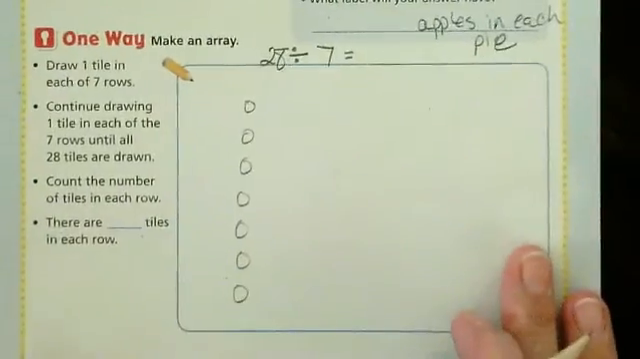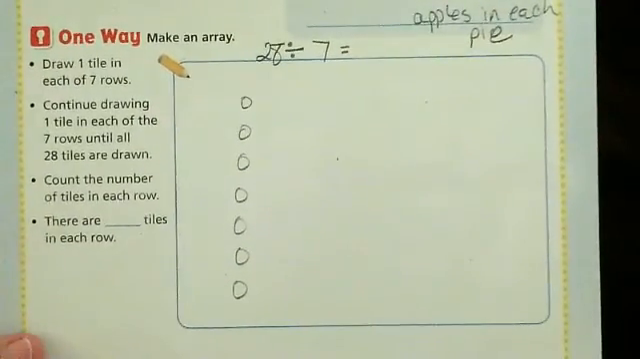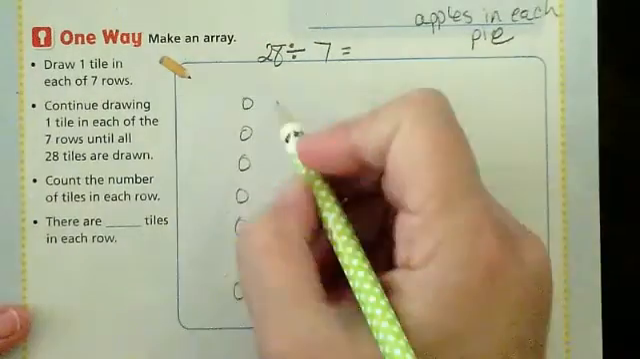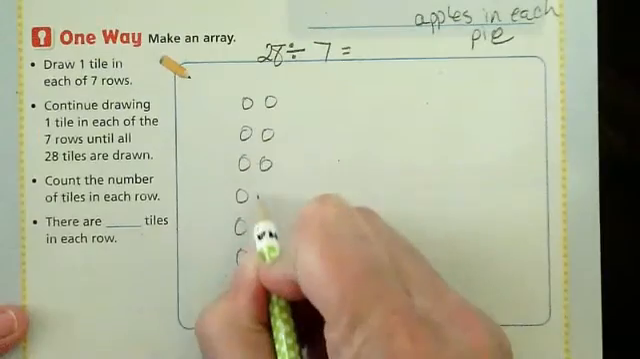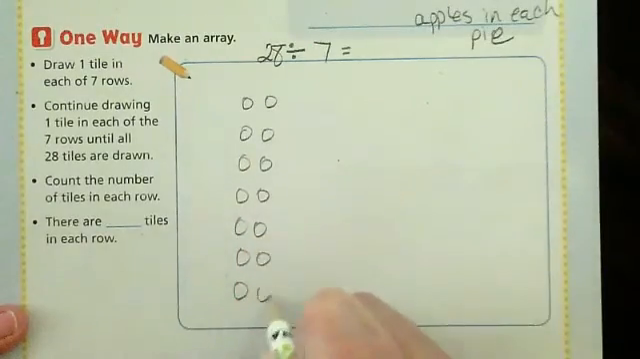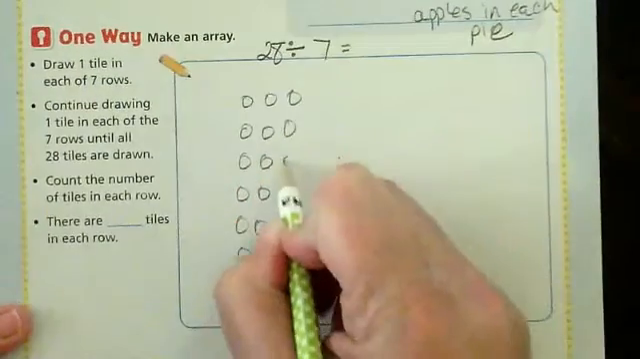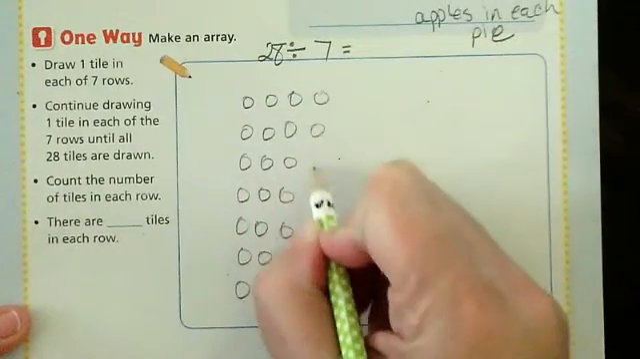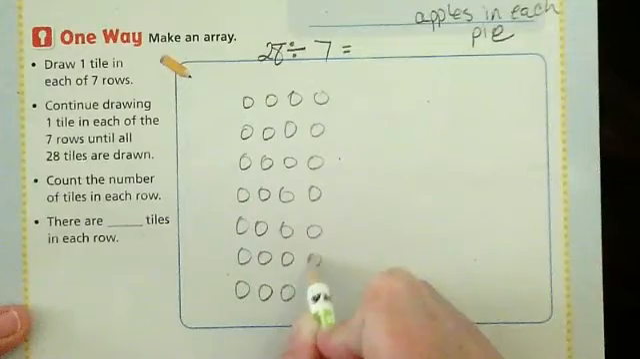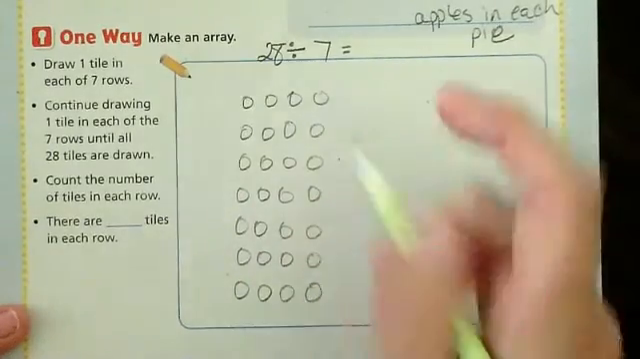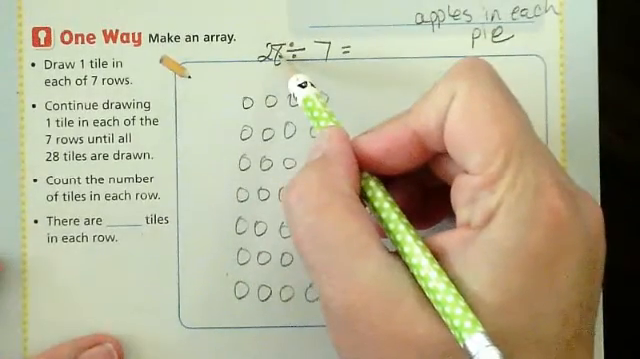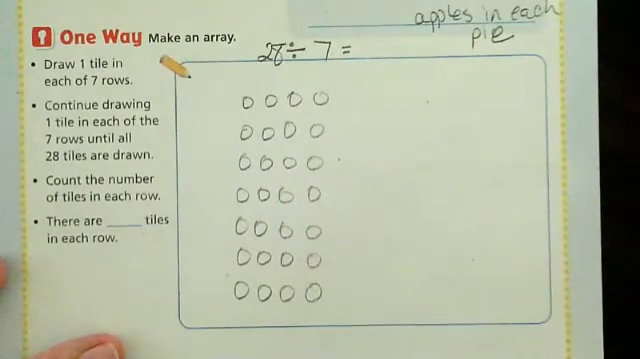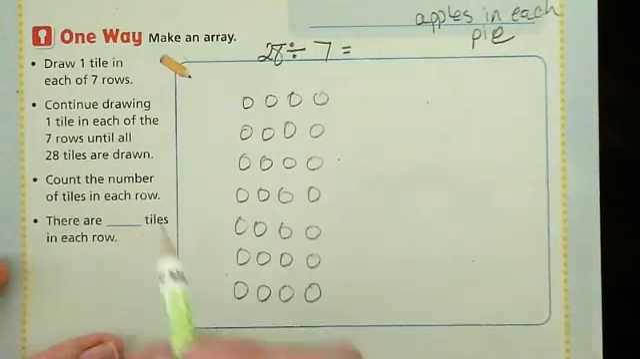Check. Now we need to continue drawing one tile in each of the 7 rows until all 28 tiles are gone. So that's 7, 8, 9, 10, 11, 12, 13, 14, 15, 16, 17, 18, 19, 20, 21, 22, 23, 24, 25, 26, 27, 28. Because I have 28 apples, right? And 7 pies. So count the number of tiles in each row.